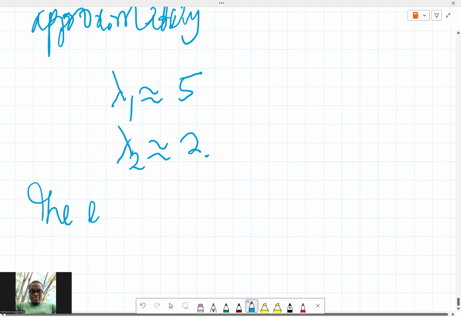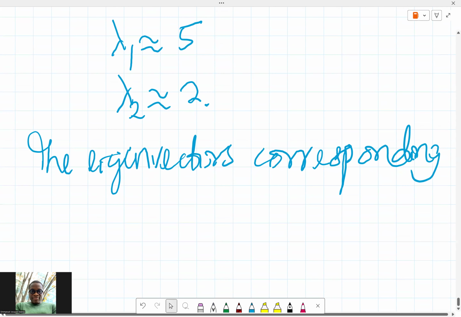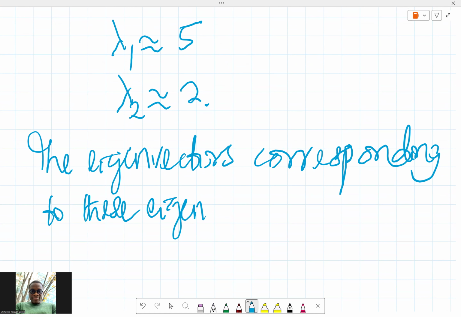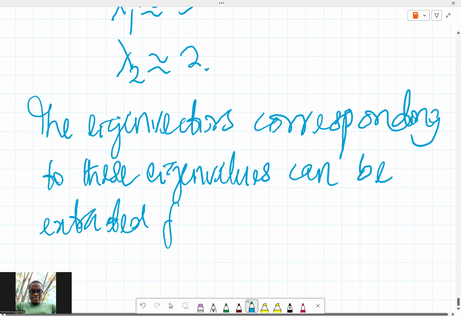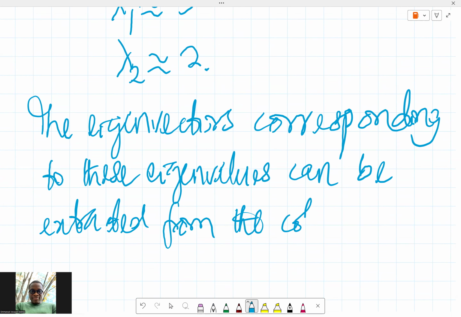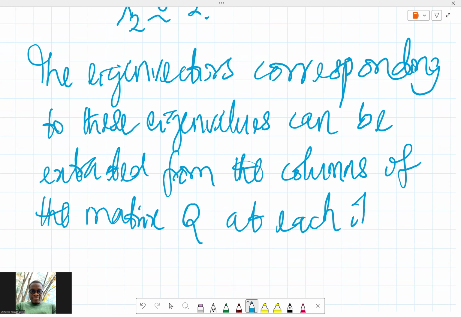So the eigenvectors corresponding to these eigenvalues can be extracted from the columns of the matrix Q at each iteration.